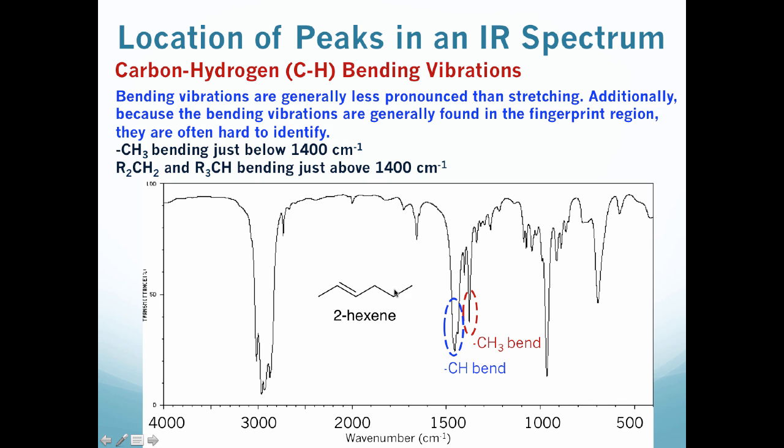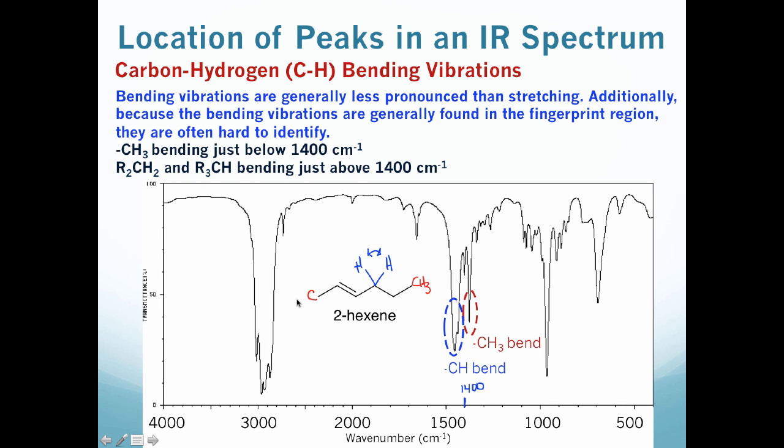There are two different bending vibrations that are pretty easy to pick out. The first is just the carbon-hydrogen bending. All of these carbons have hydrogens, so if we just look at maybe this CH2 group here, this can bend back and forth, changing its bond angle slightly, giving us a bending vibration. And for a CH2 or CH group, the bending is going to occur just above 1400 wave numbers. The other type of bending that you can frequently see is when you have a methyl group.